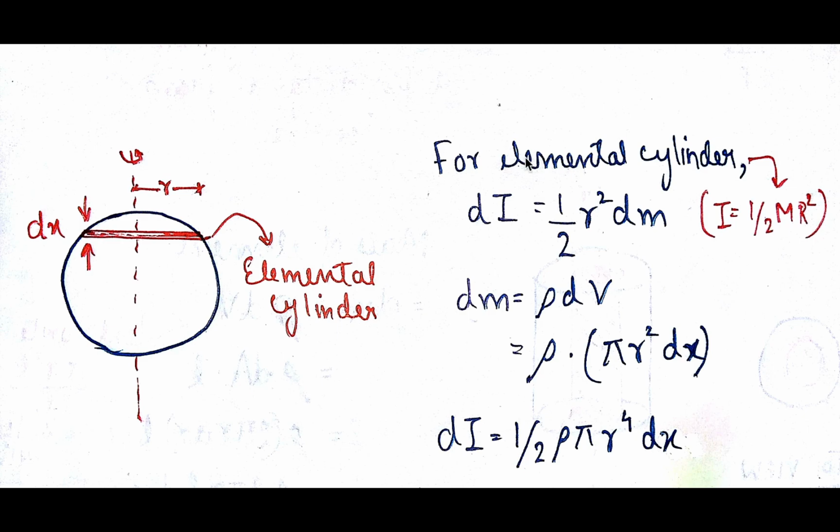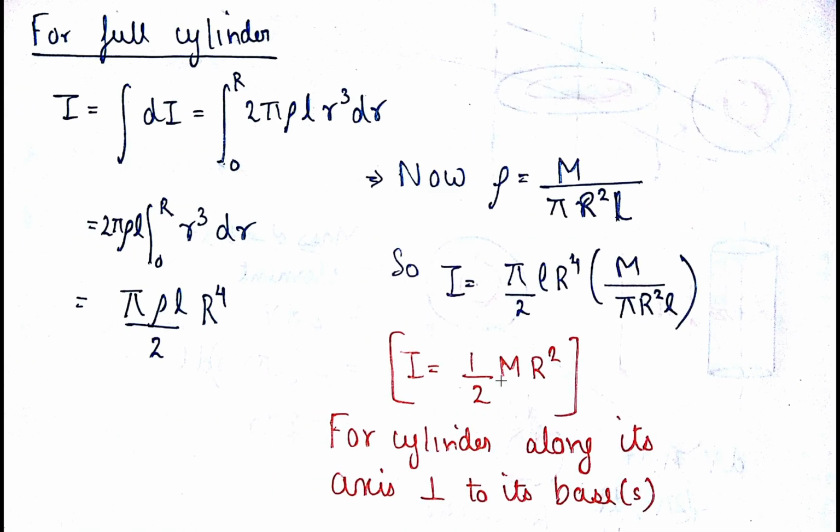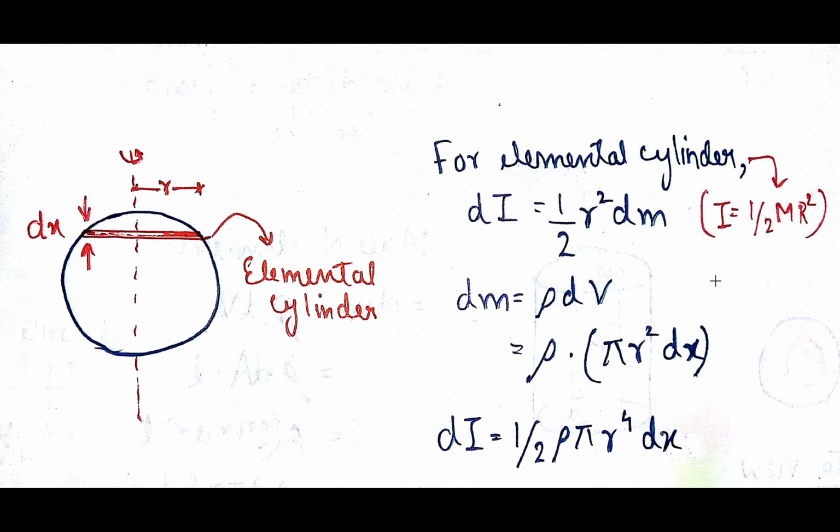Okay, so for this elemental cylinder, you know that the moment of inertia is I equals half m r square, that we have already seen over here, that is the half m r square for a solid cylinder, or for a disc also, because a disc also has the moment of inertia half m r square.